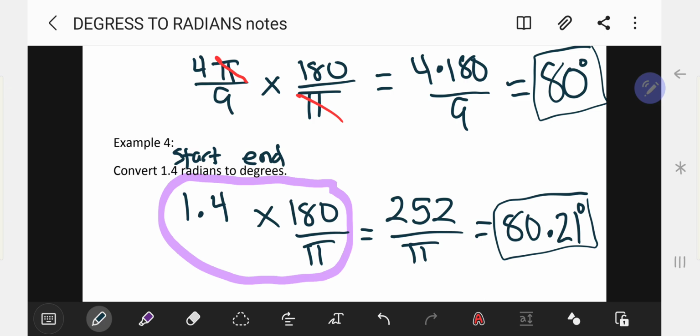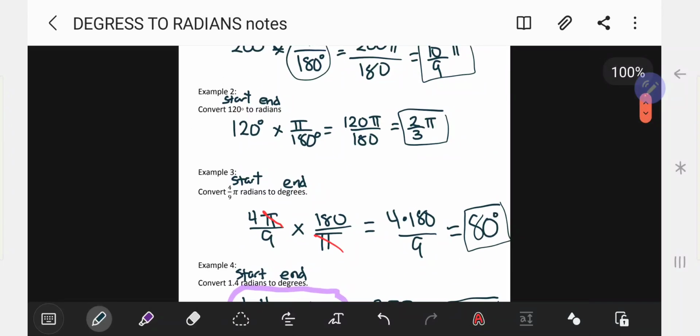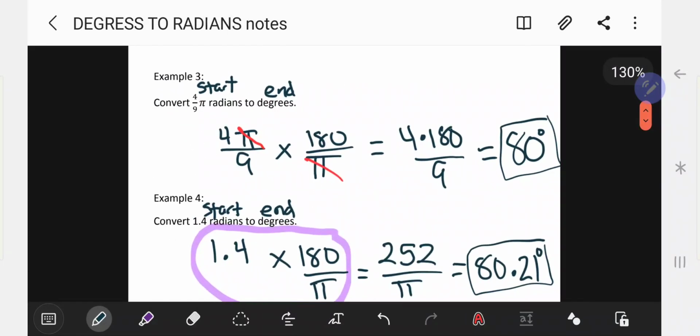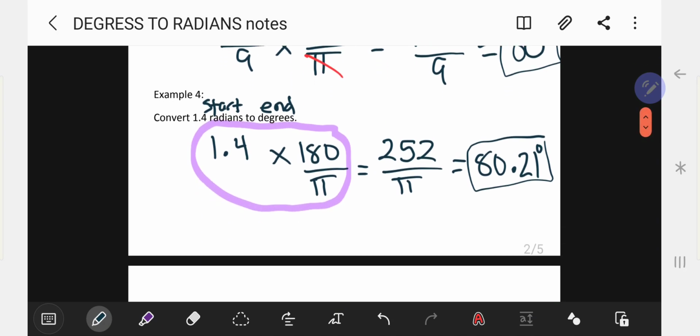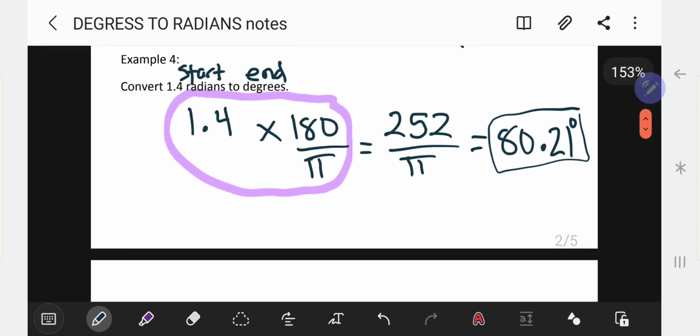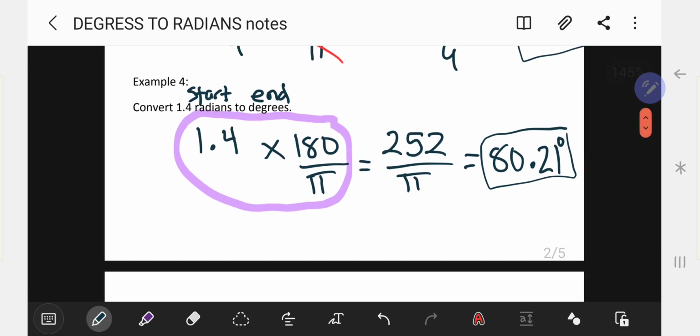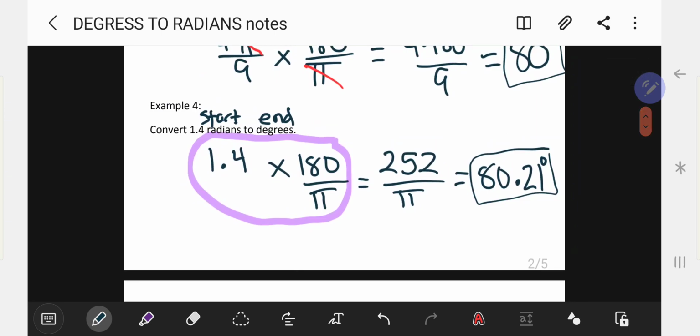Okay, so because our pi's didn't cancel out, because they gave me a decimal value, that just means that I'm going to have a decimal value for my degrees. If I have a situation like example 3 where my pi's will cancel, then more than likely I'll end up with a nice whole number just like we did. But if I have a situation like example 4 where I don't have an extra pi that's going to cancel, that's okay. I'm just going to plug it into the calculator and it is going to give me a decimal value as my degree.